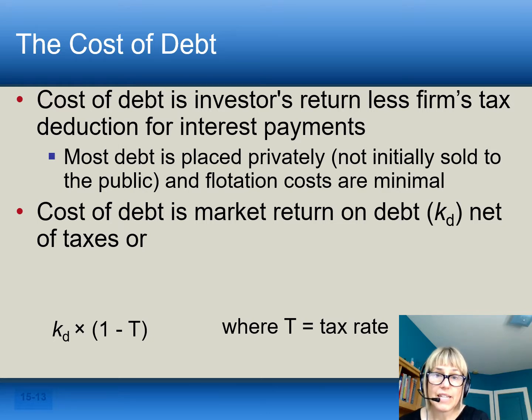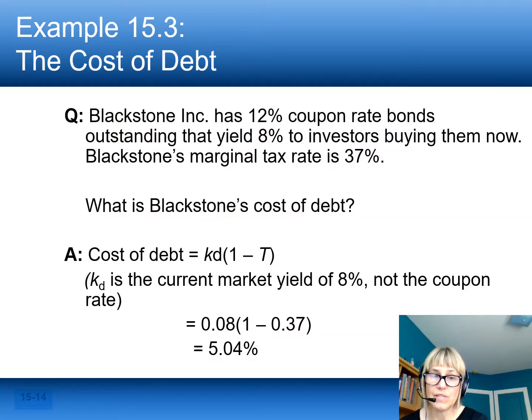So the cost of debt is the investor's return less the firm's tax deduction. As I said, K of debt, so the interest rate on the debt, times 1 minus the tax rate. So that's how we figure out the cost of debt. Let's do a quick example here.